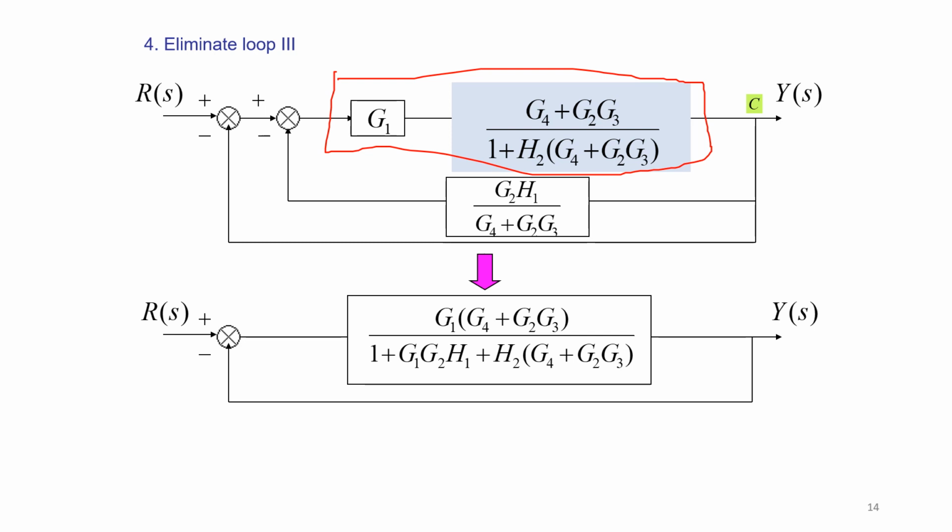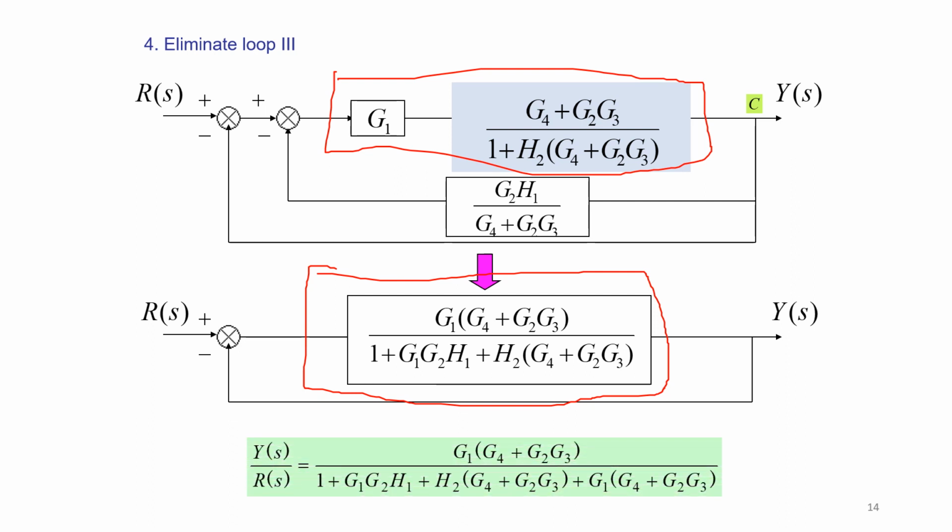Right? Now after this we have a loop. Once it gets eliminated, you will get a simplified feedback loop gain equal to G1 into G4 plus G2 G3 divided by 1 plus G1 G2 H1 plus H2 into G4 plus G2 G3. Now we have one more loop with a unity feedback which you can simplify and arrive at your final result in the canonical form.